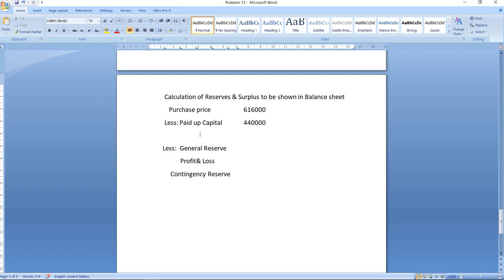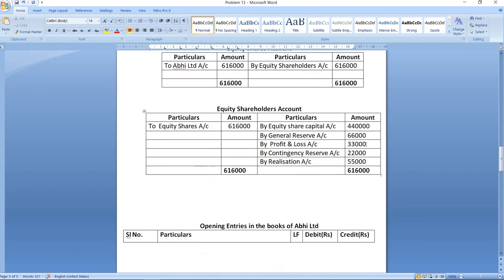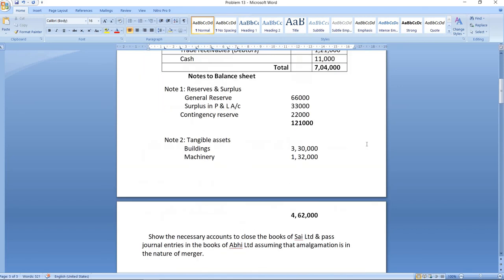It is loss. Why loss? Because the purchase price paid is more than the capital of the company. So how much is the loss? We have to minus: 6,16,000 minus 4,40,000. That will be 1,76,000. Okay. Now this capital loss of 1,76,000 will be adjusted with the reserves and surplus that are given in the problem.